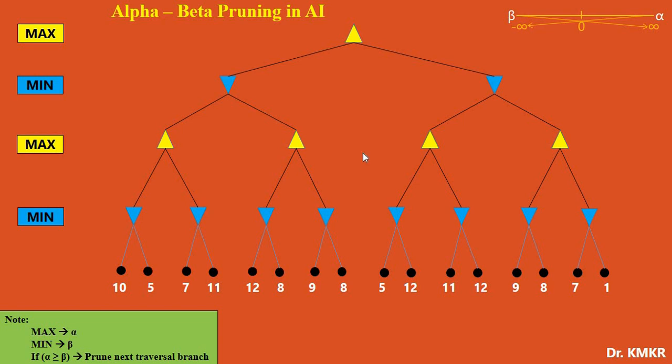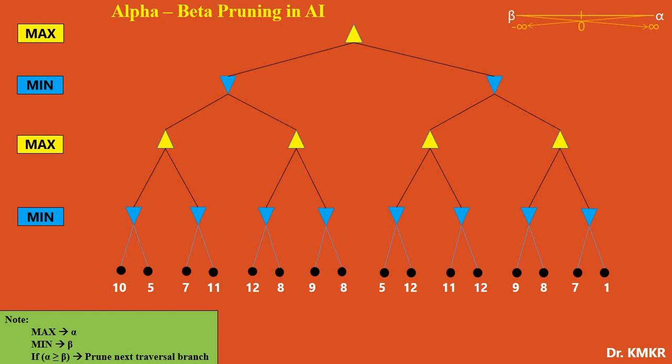Everyone, today let us see what is alpha and beta pruning. In AI, alpha beta pruning is a modified version of the minimax algorithm, and it is an optimization technique for the minimax algorithm. As we have seen in the minimax search algorithm, the number of game states it has to examine is exponential in the depth of the tree.